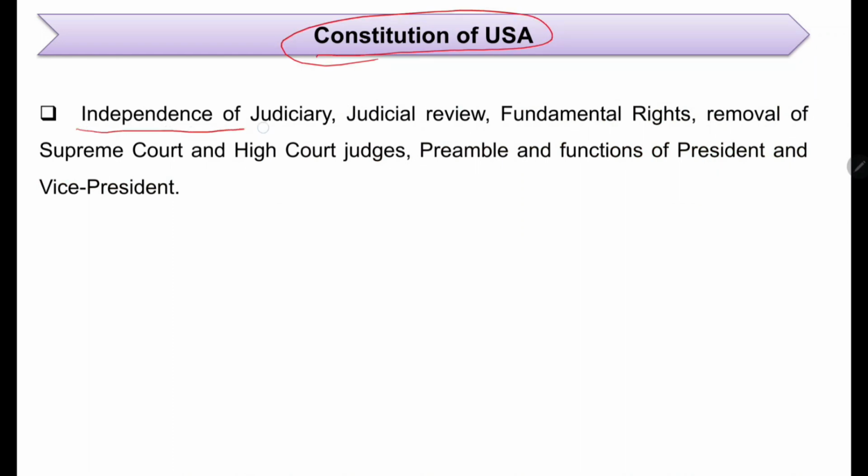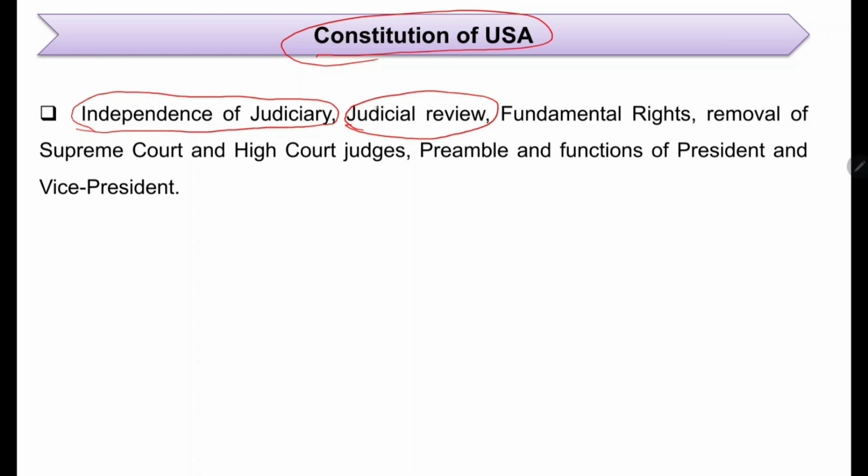We have borrowed independence of judiciary. See, in India also there is independence of judiciary. That means the judiciary is separated from the executive and legislature, isn't it? It is independent to take any kind of decision so that justice can be provided to the people. Another is judicial review. Judicial review is also a power of the judiciary.